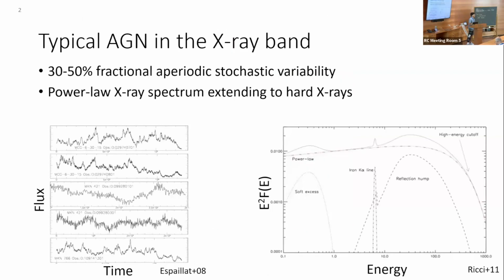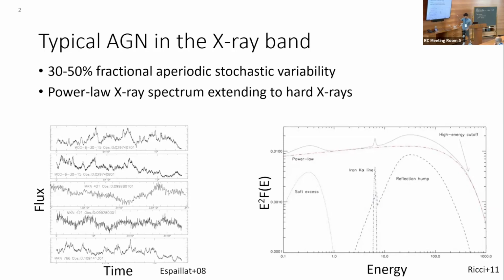Before I can present why QPEs are so interesting and unique, I'll talk briefly about what we typically expect and see from AGN in the X-ray band. In terms of photometry, we see stochastically varying light curves at 30 to 50% fractional variability. The key is that this is almost always aperiodic and fairly random. You can get a pretty large diversity of what AGN variability looks like, as you can see from the few I presented on the left. But yeah, aperiodic and random.